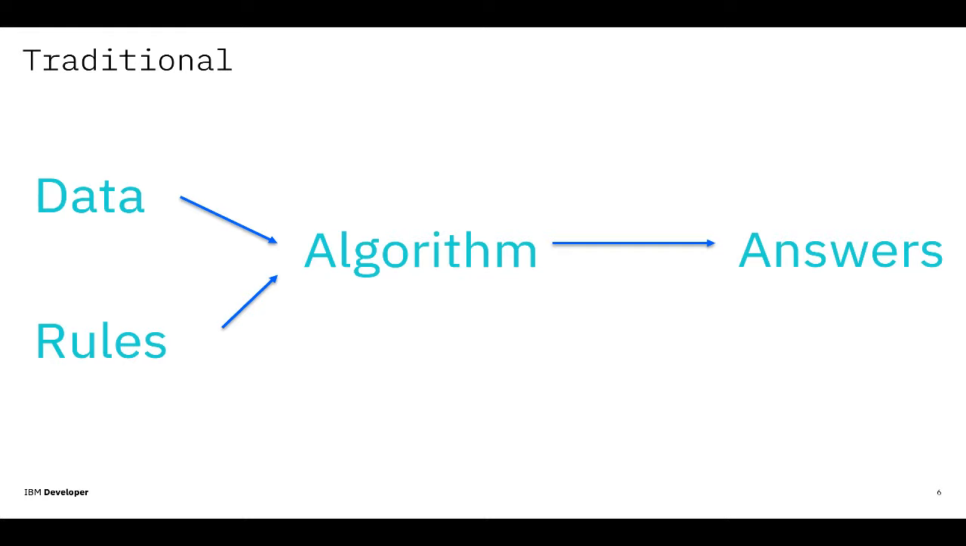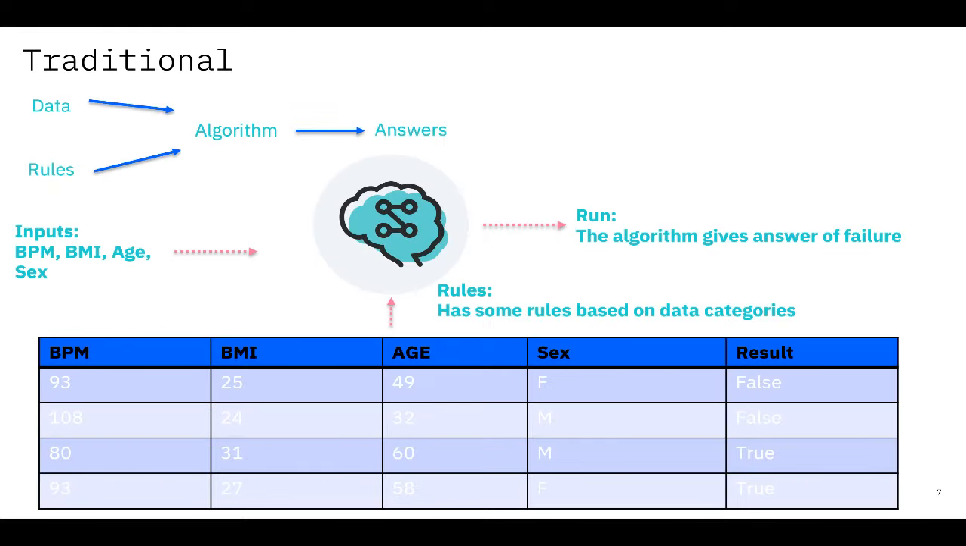So an example I like to give is, let's say we're trying to predict heart failure. This could be a real problem that you're trying to predict. Maybe you have some data that's existing that has some factors related to heart failure, so just beats per minute, BMI.